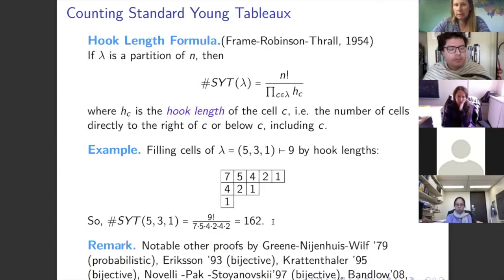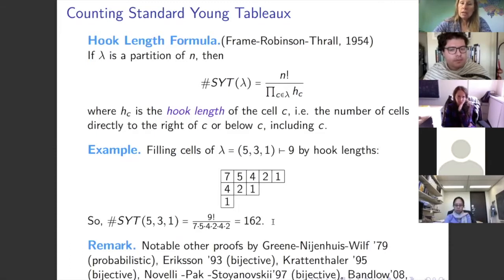So that's the hook length. Each of those are the hook lengths. So this formula computes instantaneously, even for a partition shape of size like 2000, right? This is a really, really efficient formula.